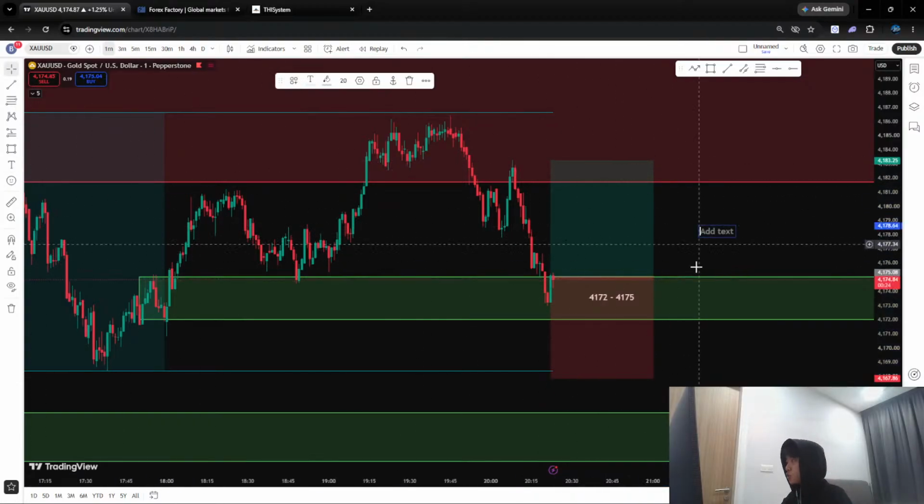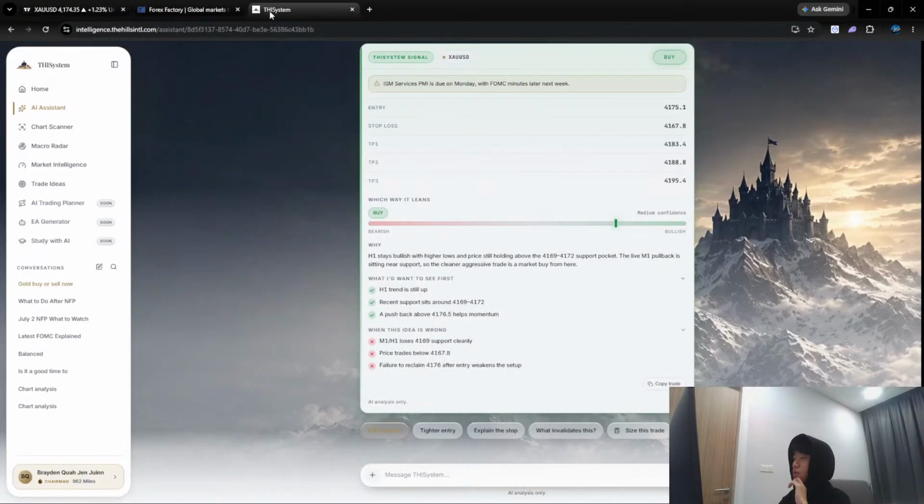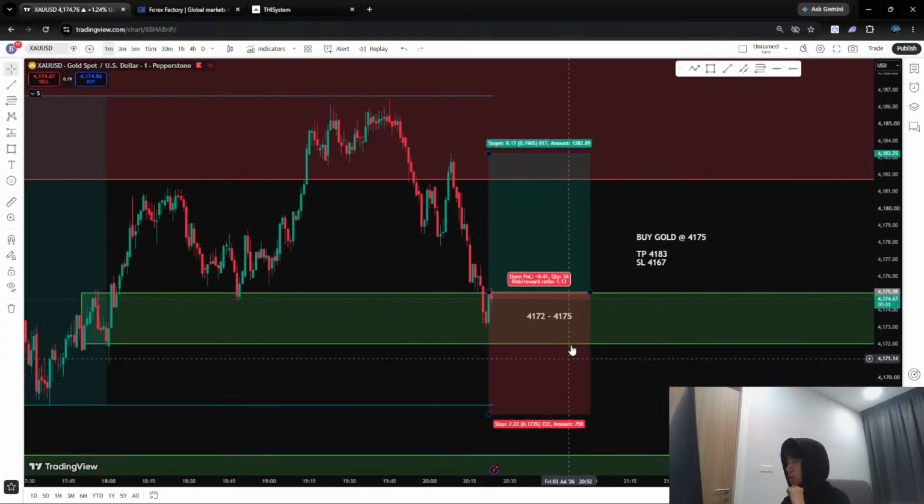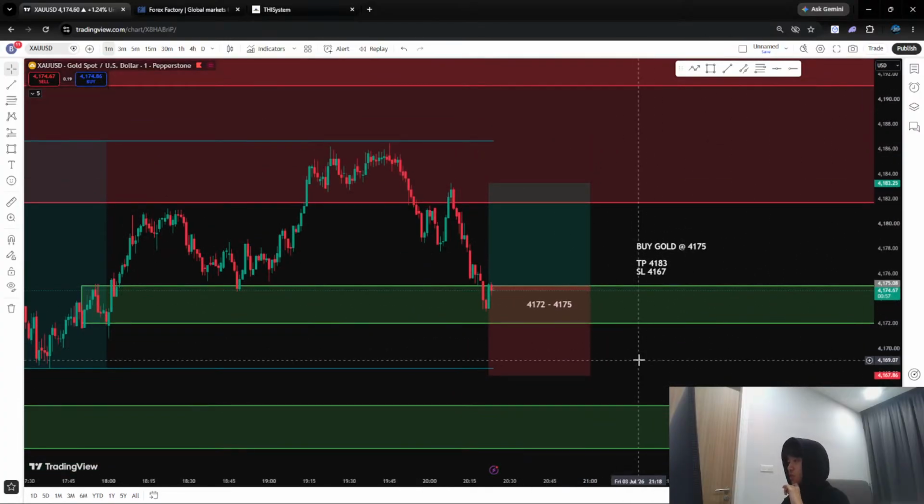Our TP will be at 4183. So what are we doing right now? We are buying gold at 4175. Our stop loss will be at 4167, and then our take profit will be at 4183, exactly like what the AI said just now. So let's go for this trade and see how price reacts.